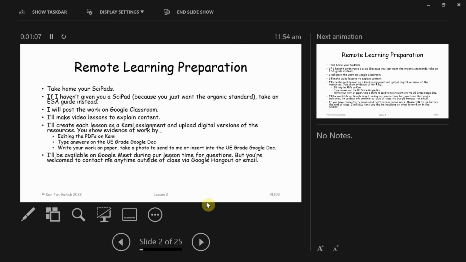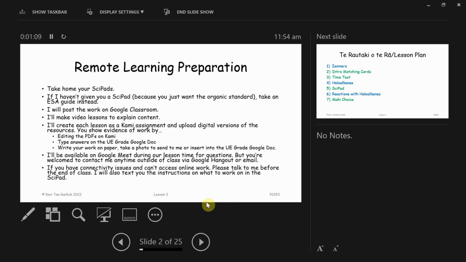All right, cool. If you have any connectivity issues, please let me know. And if you can't access the work that I'm putting online, again, please let me know. I'm happy to text you pages to do in the SciPad instead. That way you can still keep doing work and then you can text me back when things are done. Does that make sense?